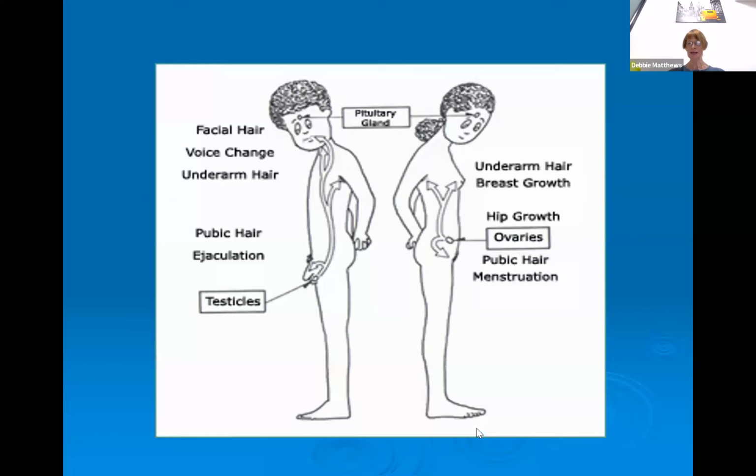Secondary sexual characteristics are driven from the pituitary gland, which itself is governed by the hypothalamic axis and higher centers than that. And we're looking in the girl on the right with breast growth, menstruation, changes in her body shape, and the development of underarm hair and pubic hair. In the boy on the left, we have voice changes, the development of body hair, the enlargement of the testes and genitalia, and the onset of spermatogenesis.